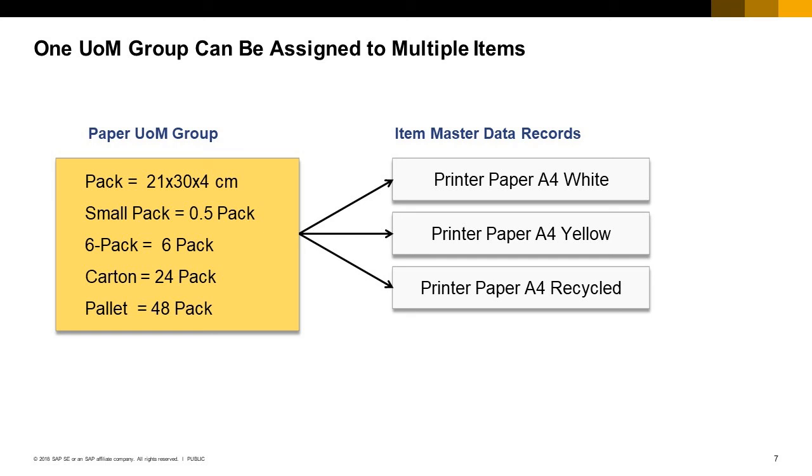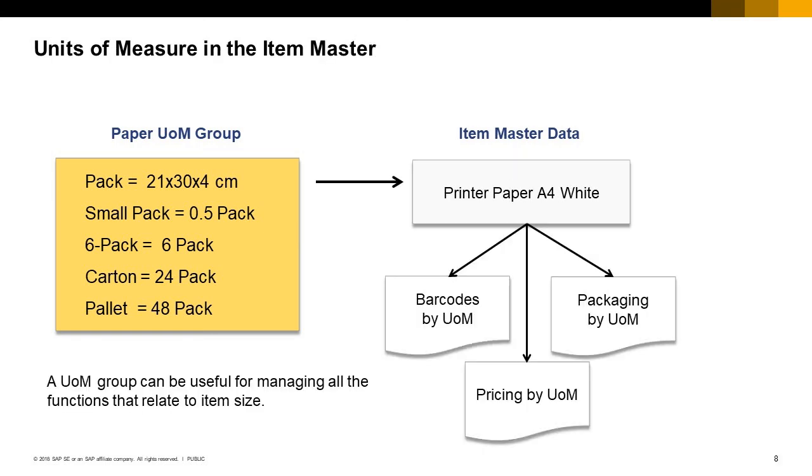that the company sells. A unit of measure group can be very useful for managing all the functions that relate to item size. After a unit of measure group is assigned to an item master data, you can then define barcodes, pricing and packaging for the item relating to each unit of measure within the group.